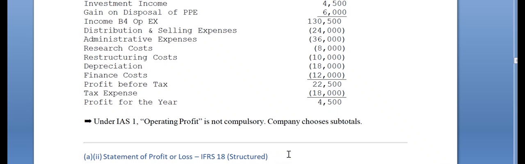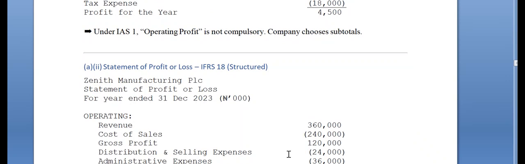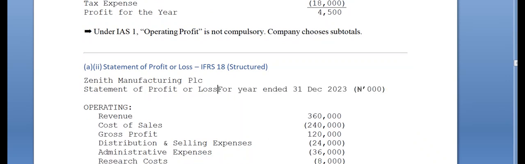And that is that for that. So can anybody help me try to do it in line with IFRS 18? Oh, don't worry. Let's do the IFRS 18 for this one. I will give you a class work now. All of us, we are going to do it together. Statement of profit or loss for the year ended.